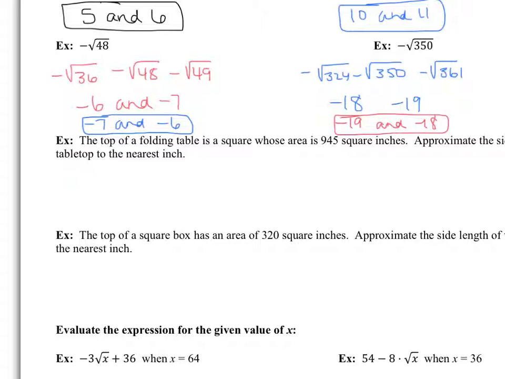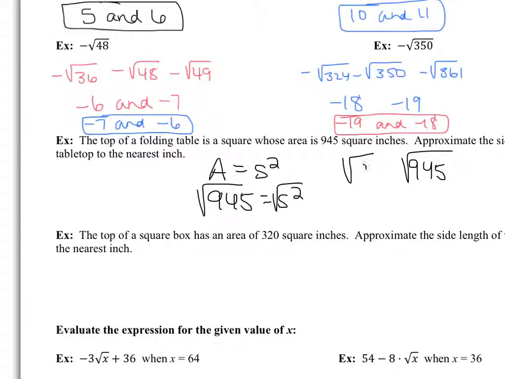It tells you that the folding table, which is a square, has an area of 945. So we have area equals side squared, 945 equals side squared, so we're basically estimating the square root of 945, which falls between the square root of 900 and the square root of 961. The square root of 900 is 30, and the square root of 961 is 31. But since it asks us to approximate to the nearest inch, we pick the one that it's closer to, which is 31, because 945 is only 16 away from 961, whereas 945 is 45 away from 900.